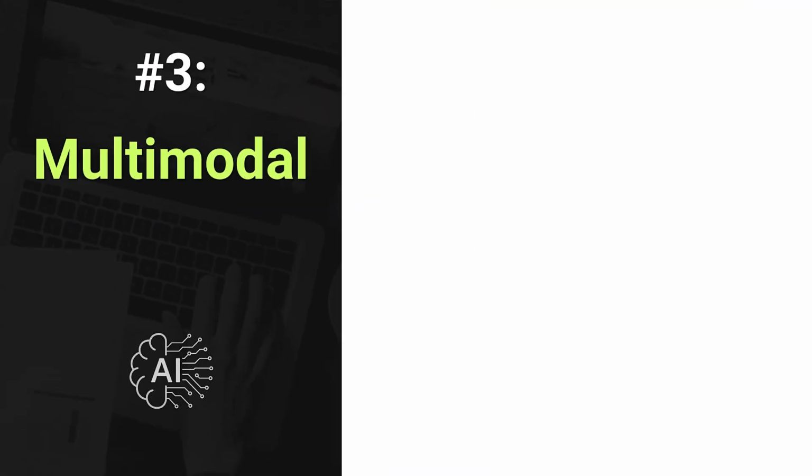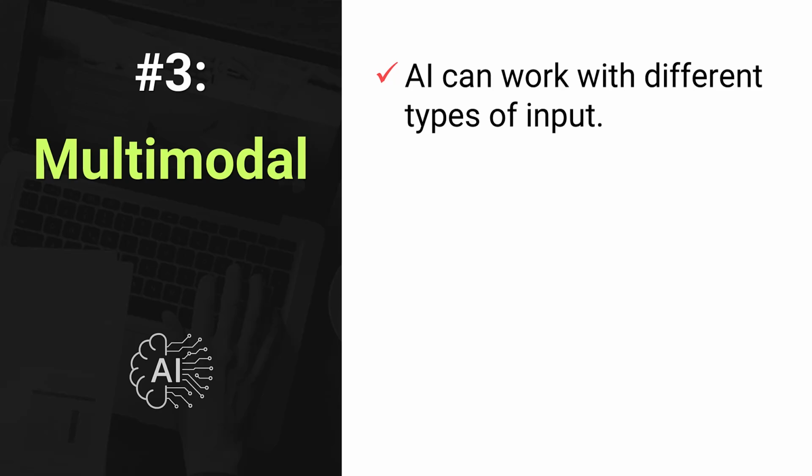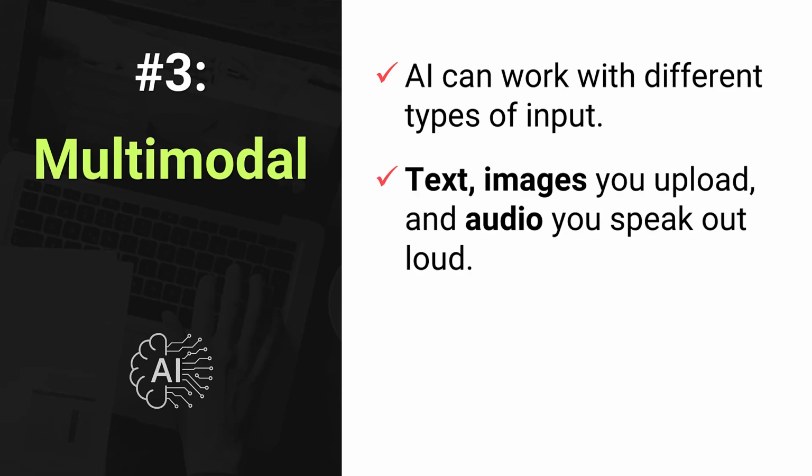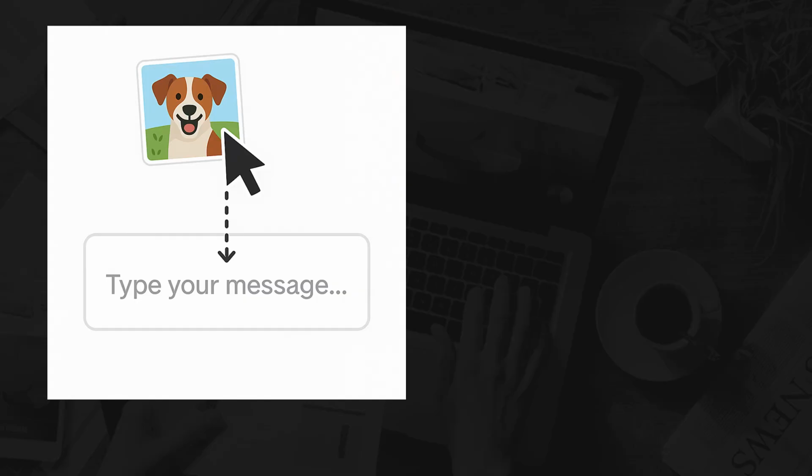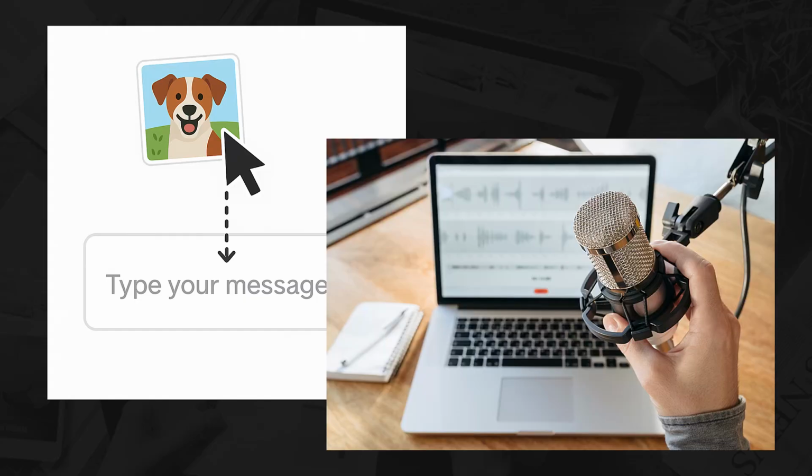Next is multimodal. This means the AI can work with different types of input like text or images you upload and audio you speak out loud. For example, you can upload a photo and ask ChatGPT to describe it, or you can talk to ChatGPT using your voice instead of typing.